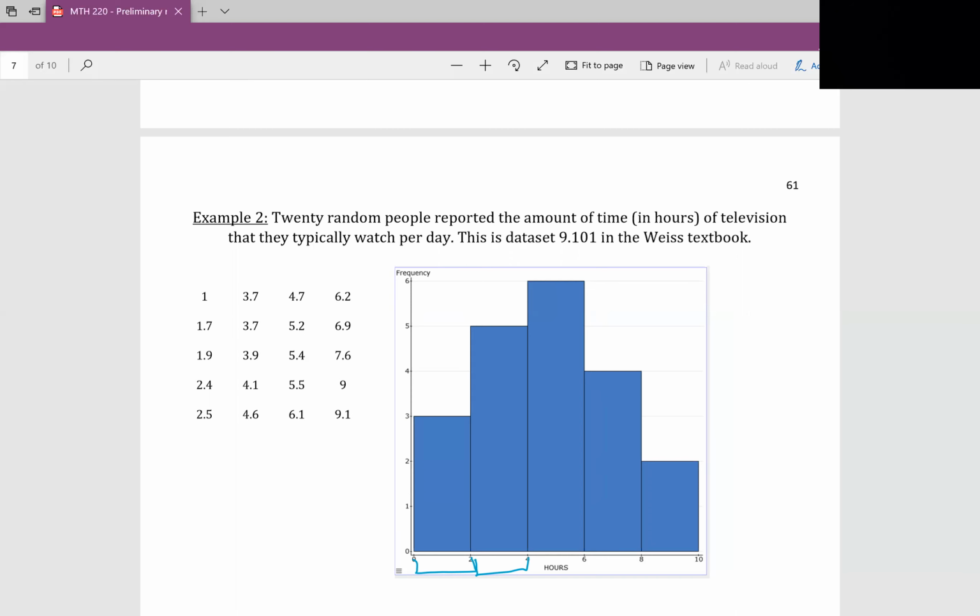This is something that I would definitely call approximately normal. It's almost perfectly symmetrical. You see that this bar is a little bit higher than this bar, so not perfectly symmetrical, but we definitely have this bell-shaped curve going on. I would call this histogram approximately normal.